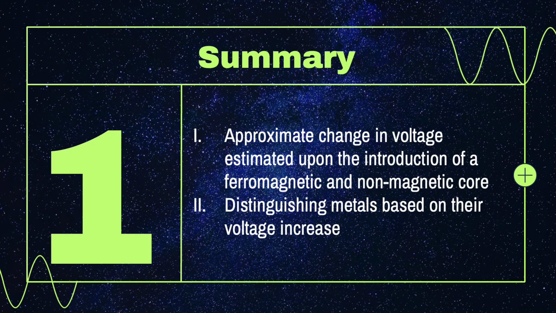The summary of what I understood from Chandranshu's PPT and his video are divided into mainly 2 points. The first one was that he heavily elaborated and focused on the approximate change in the voltage estimated upon the introduction of a ferromagnetic and a non-magnetic core. And secondly, he distinguished metals based on the voltage increase upon the introduction of these two cores. So the main focus in his study was on voltage.